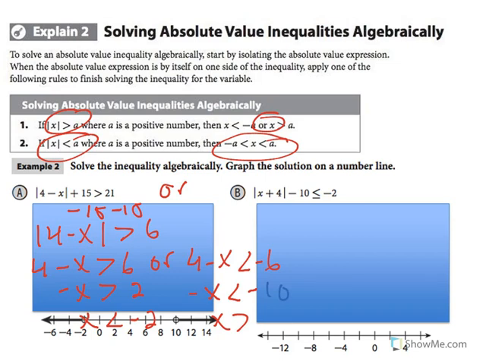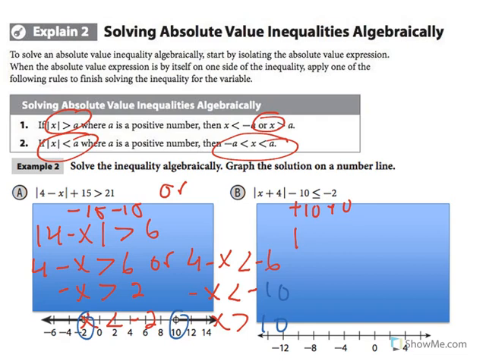Right? So then this gives us a positive 10. So that's why we have an open dot here and an open dot here. Okay. So the same thing for B. So we need to isolate. We add 10 to both sides.